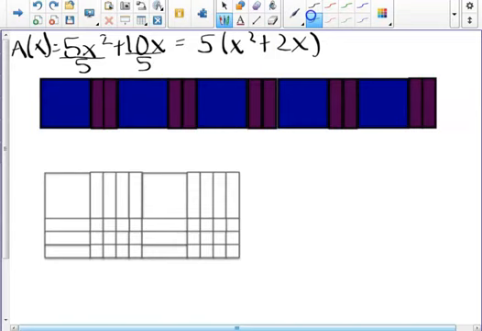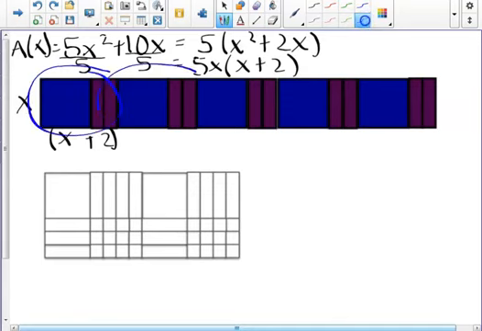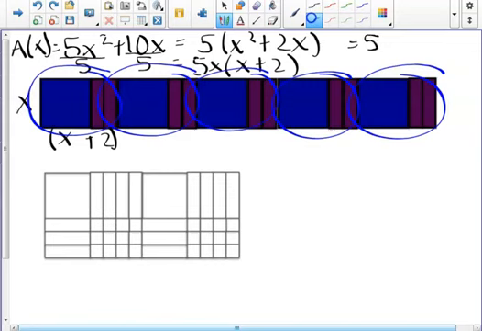If we take a look at our diagram, we know then we should have an x squared area plus an x plus 2. If we take out the x along with the 5, we would get a side length of x plus 2. If you look at the diagram drawn, you can see that this is an x by x area, or x squared, and we have x plus 2. If we count how many we have, 1, 2, 3, 4, and 5 of these x by x plus 2 rectangles. Therefore, we can say that an equivalent expression would be 5x times the quantity x plus 2.